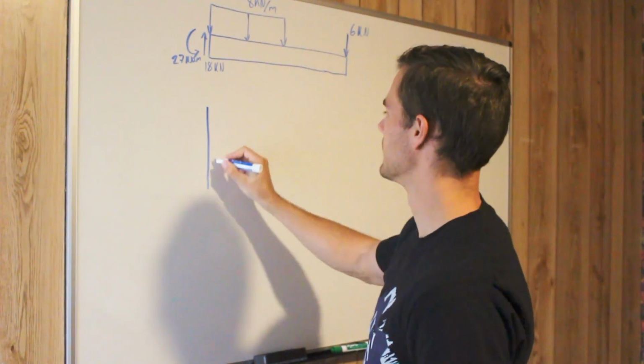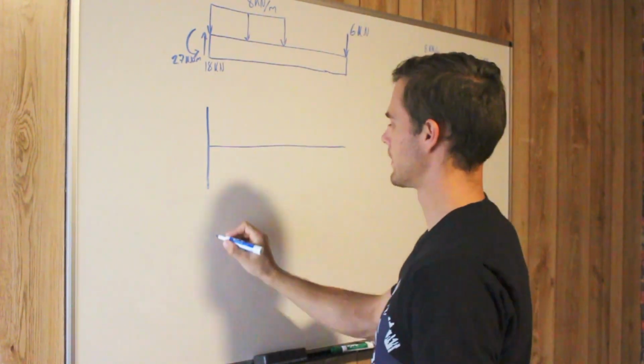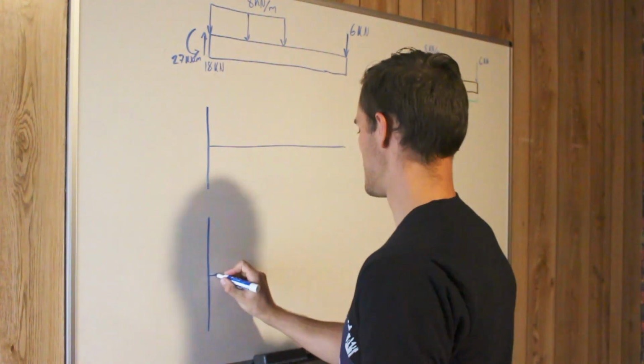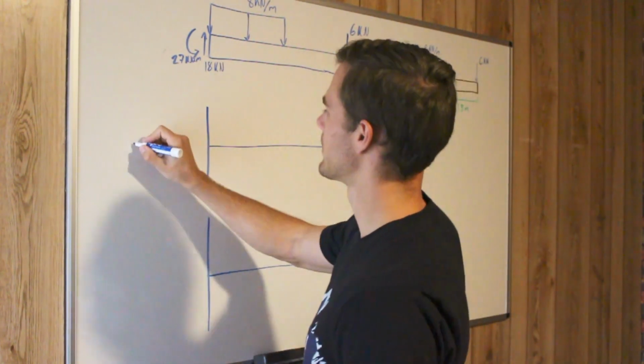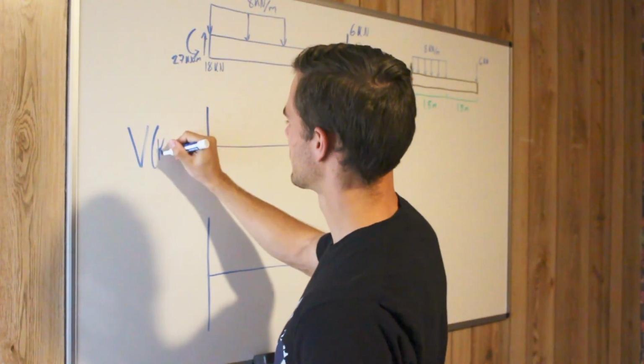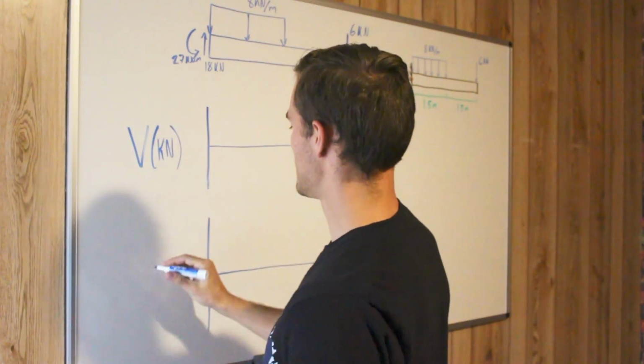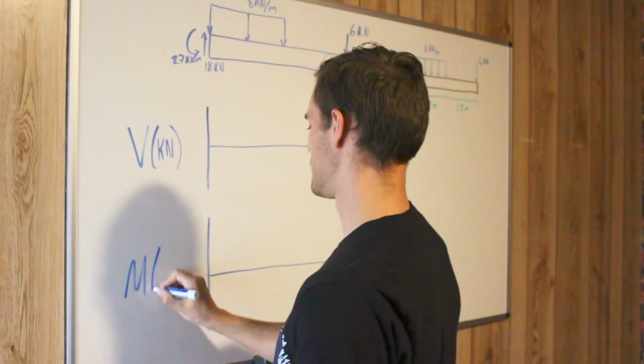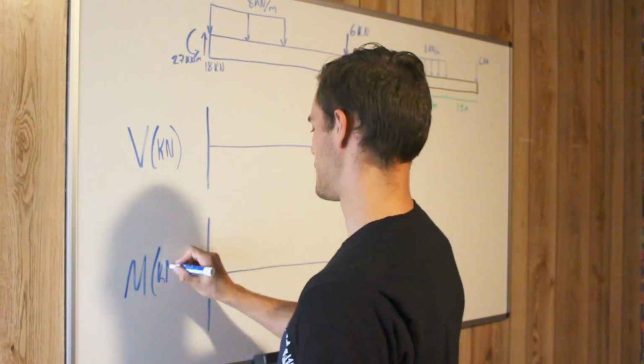The next thing we're going to do is draw our shear and moment axes right below our beam, so we can help line ourselves up with those. Then we'll want to label them: V for shear, and we'll label the units, kilonewtons, and then for our moment, kilonewton meters.